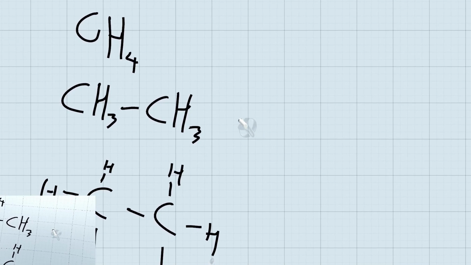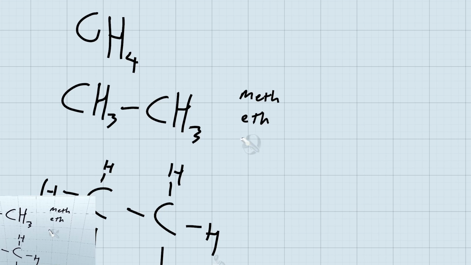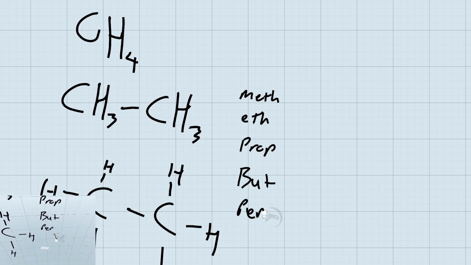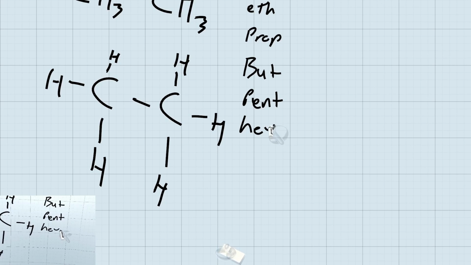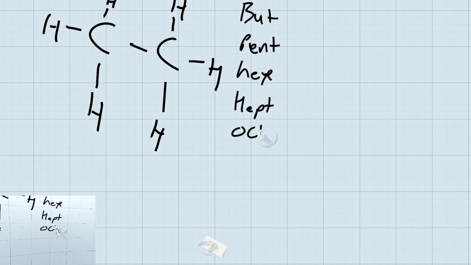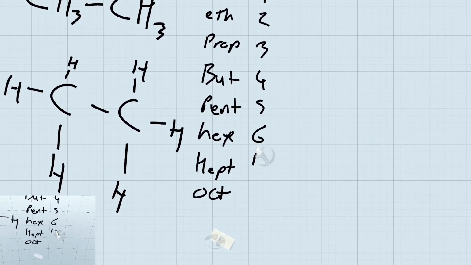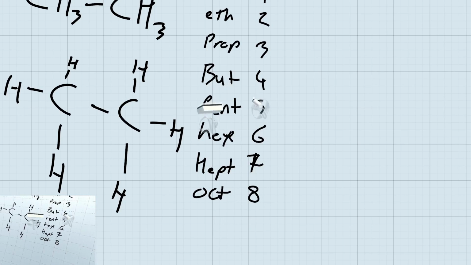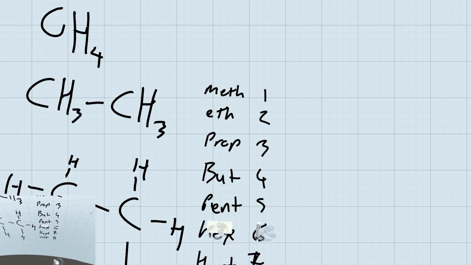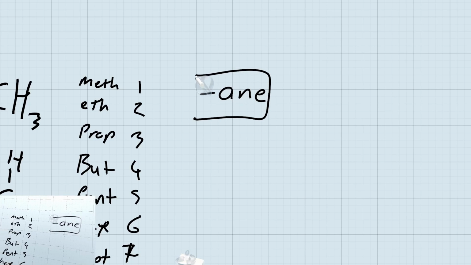How do we name them? Well, we've got our list of meth, eth, prop, but, pent, hex, hept, and oct. These all stand for 1, 2, 3, 4, 5, 6, 7, and 8. And this is how many carbons are in that chain. So methane will have 1 carbon, ethane will have 2, propane 3, butane 4. You get the idea. These are all followed by the suffix -ane, A-N-E. This means that it is an alkane.